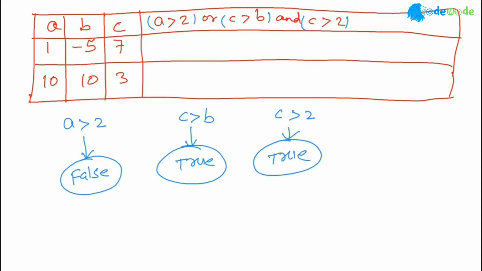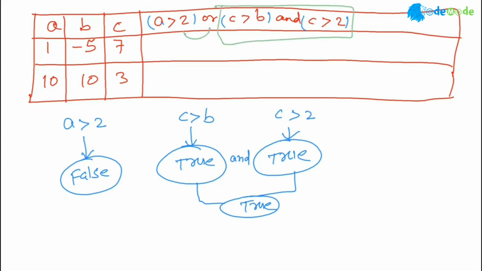Right? Now, remember I said and will evaluate first before or. So let's evaluate here the and. This is true and true, so this is going to give me true. And now we have got or. So now this whole part in green, I evaluated, and then I'm going to combine it with this. So now this and this is or. So this will give me true or false, which is true. So this whole evaluation will give me true.